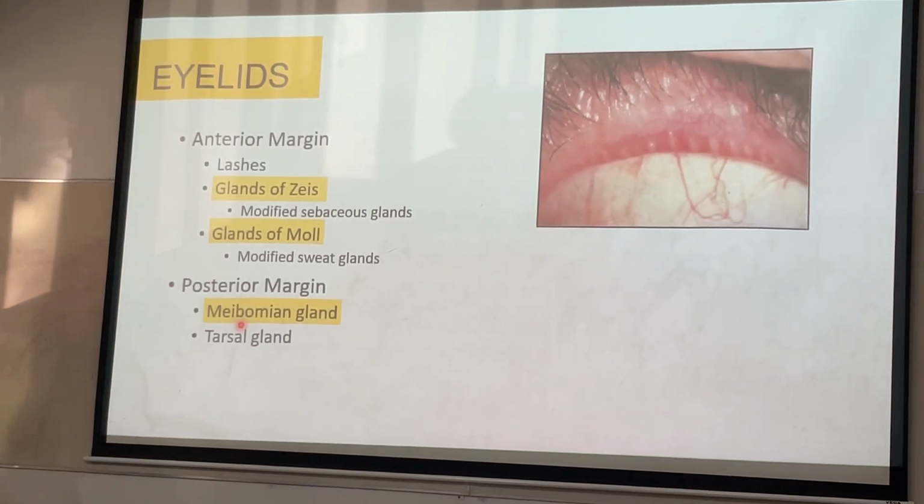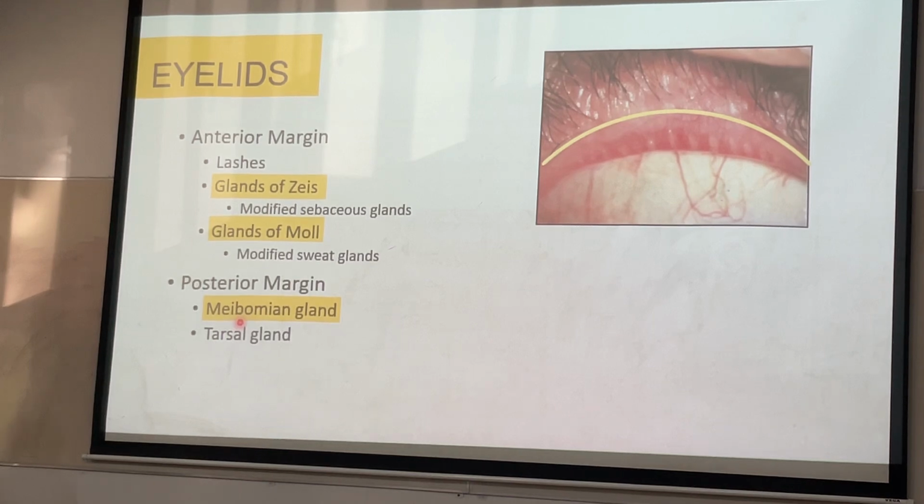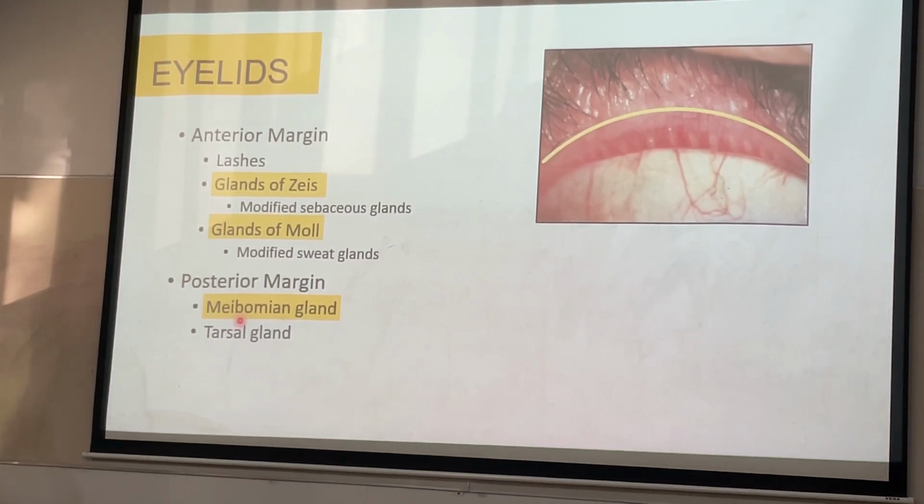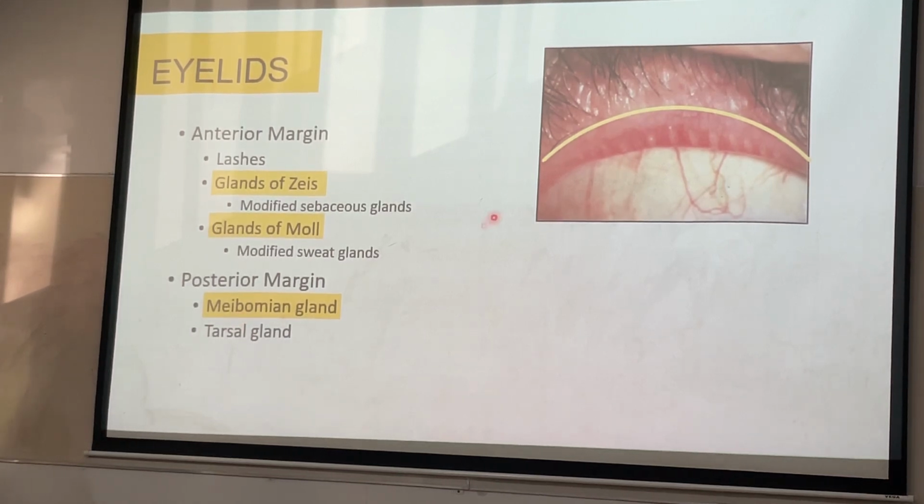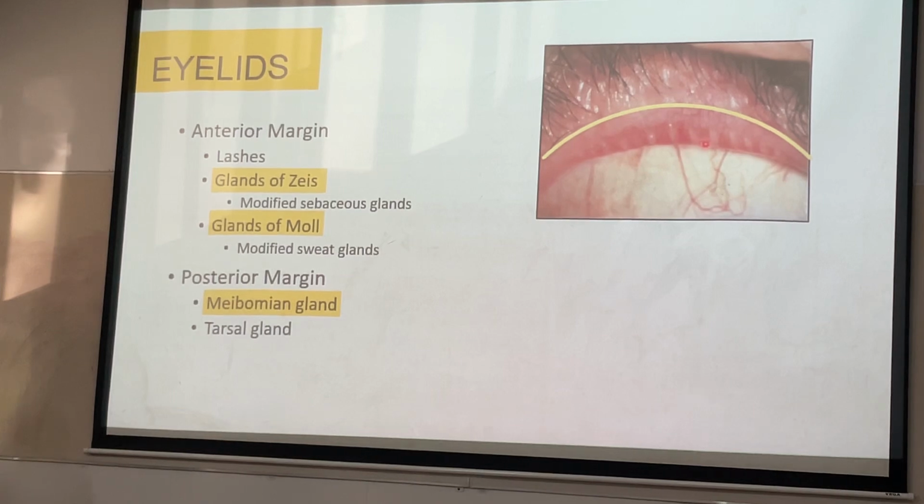And then if you look closely at the lid margins, we will segregate this into anterior margin and posterior margin. Okay, so anterior to this imaginary line are your eyelashes. And posterior to that yellow imaginary line are your meibomian glands. You see these bumpy structures? So those are your meibomian glands.